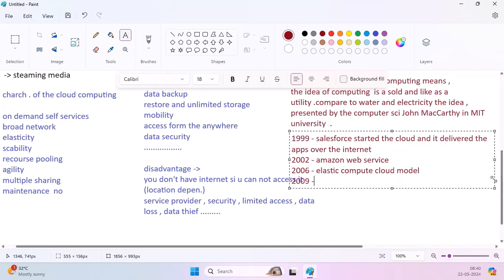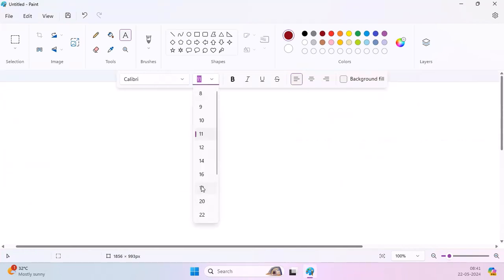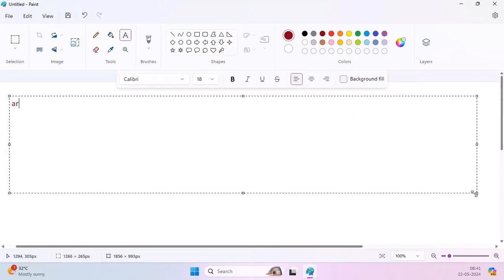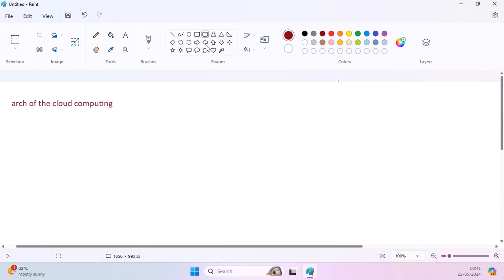And then in 2009, Azure, OCI, HP, Google also came in. Now let's take a look at the architecture of cloud computing.